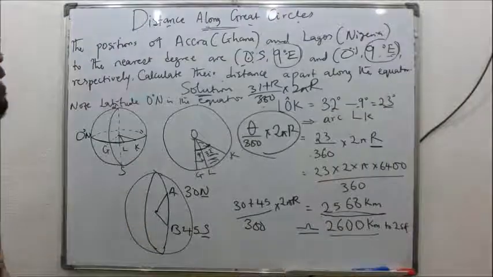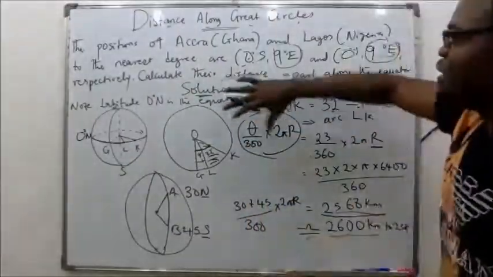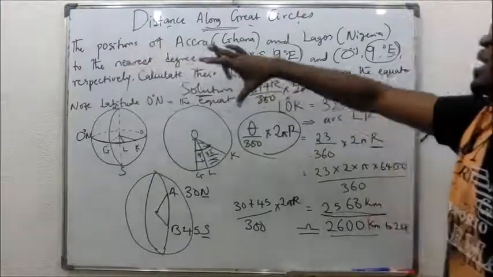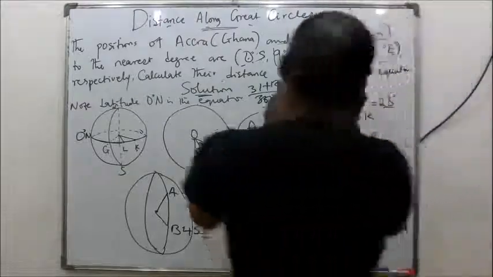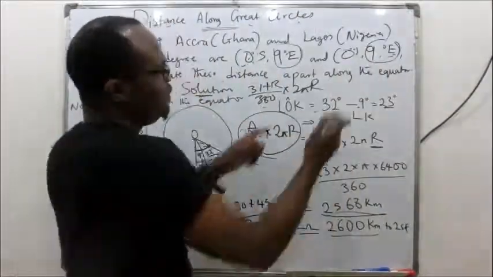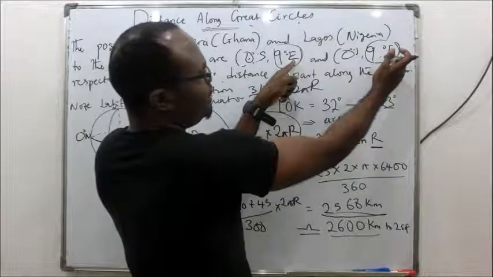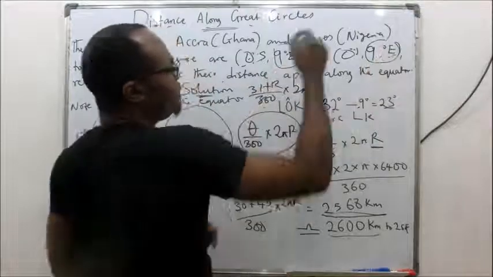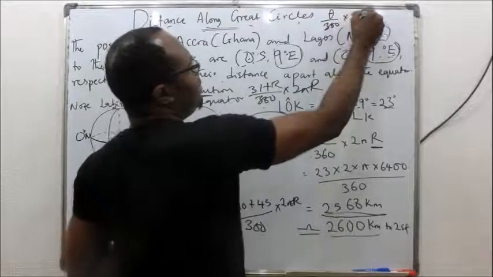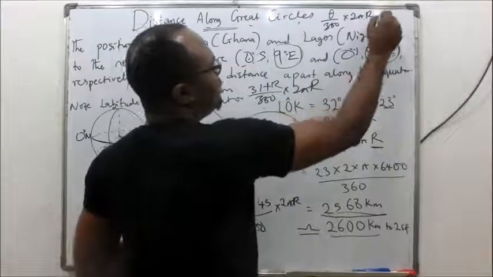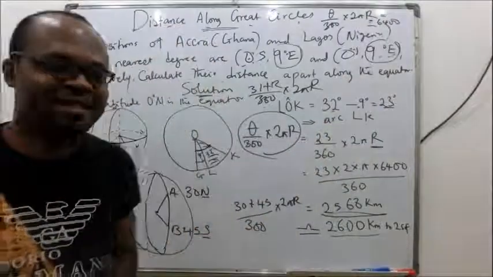So what we are going to go home with in today's lecture is that once you're given a problem on distances along great circles, just get to know the difference in the angle. Check the angle where you have the difference. If they are the same direction, you subtract. If they are different directions, you add. So any difference in the angle all over 360 times 2 pi r, where r is equal to 6,400. So that is how we go about this.